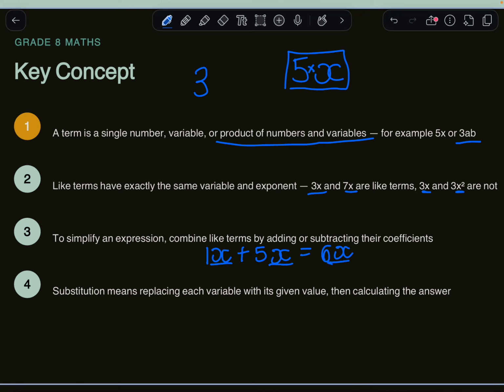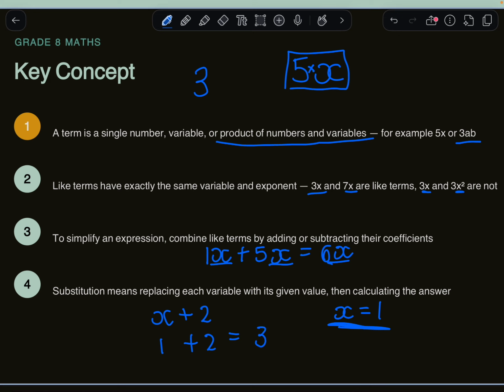And substitution means replacing each variable with its given value and then calculating the answer. Those are actually my favorite. They're really straightforward. Say you had x plus 2, and then they tell you x is equal to 1. With substitution, you just put a 1 wherever there's x. So you would say 1 plus 2, and that is 3.